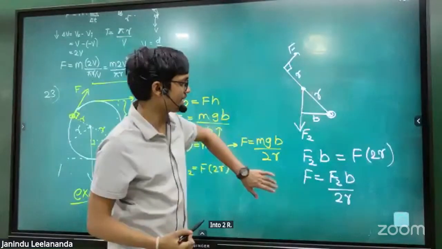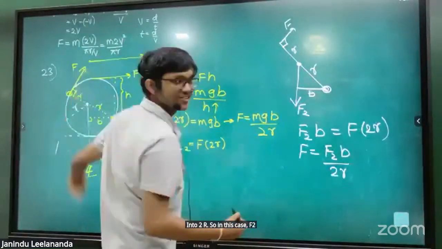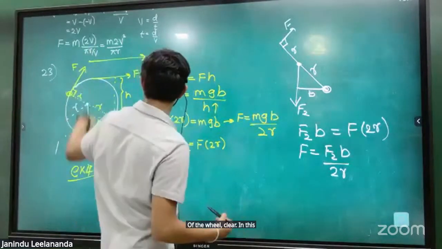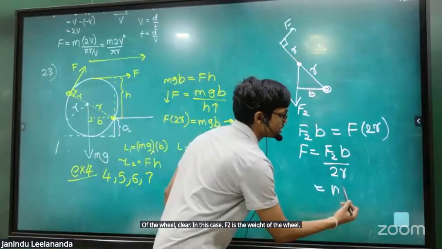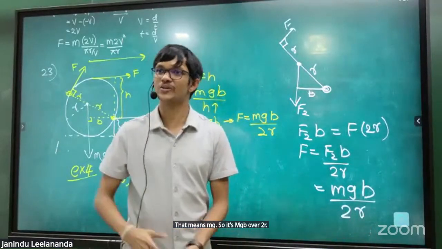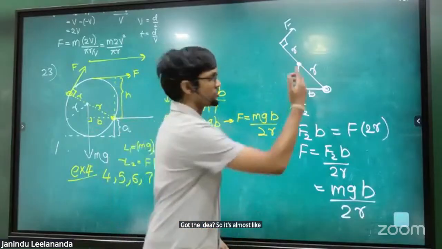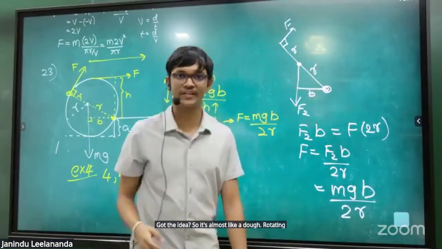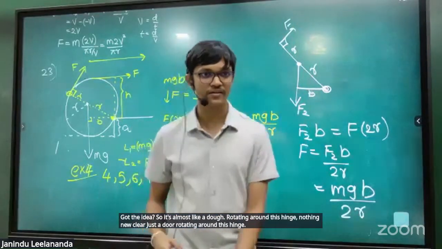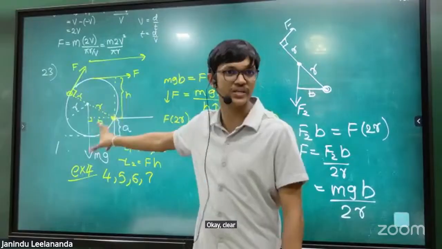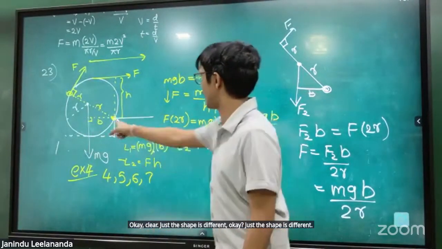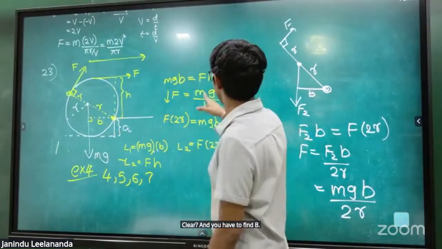So in this case, F2 is the weight of the wheel. Clear? In this case, F2 is the weight of the wheel. That means mg. So it's mgB over 2R. Got the idea? So it's almost like a door rotating around this hinge. Nothing new. Clear? Just a door rotating around this hinge. Okay? Just the shape is different. And you have to find B.